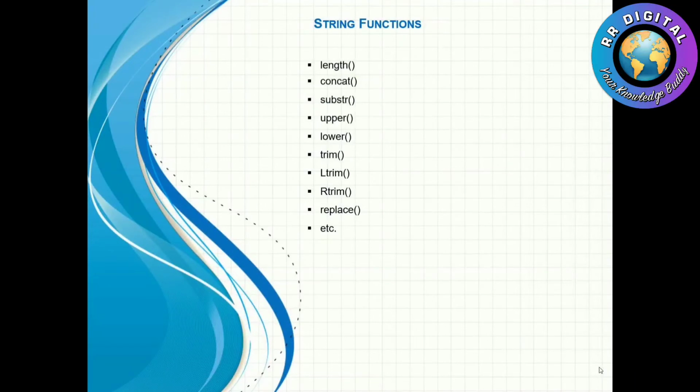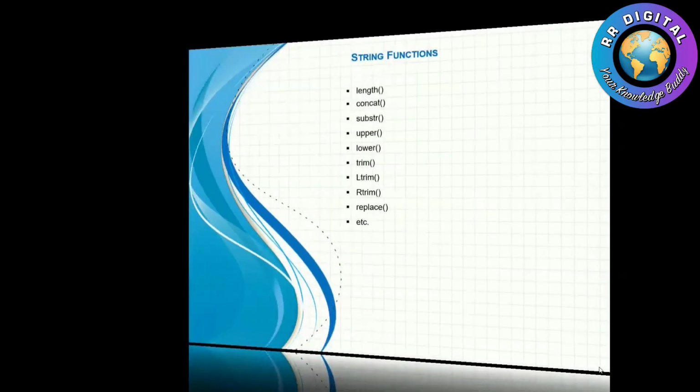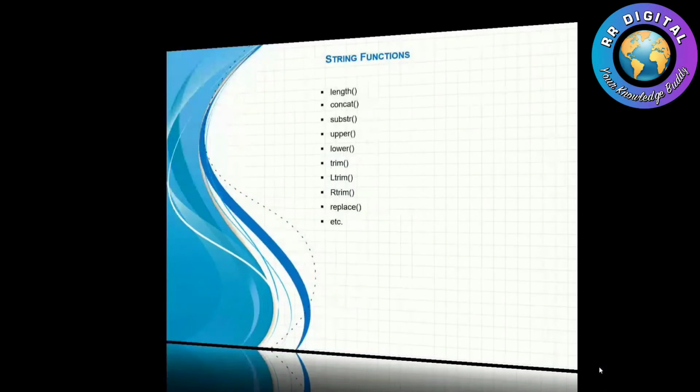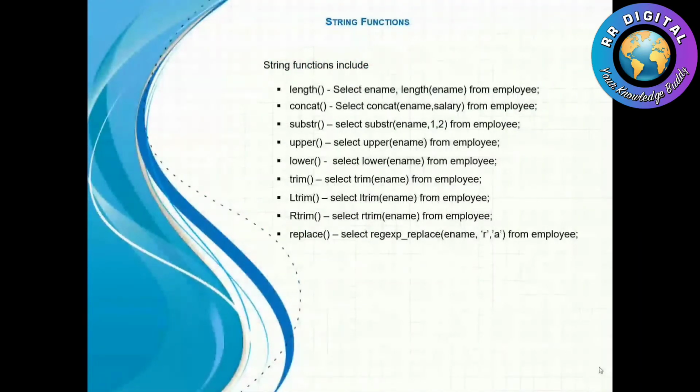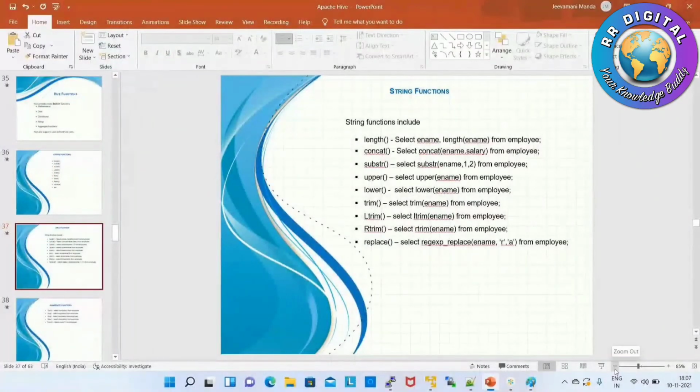And R trim means right side space after the word. And replace means, instead of one character, if you want to replace with a different character, then you can use replace. So these are the string functions generally we'll use in real-time projects. And here I have given queries also. So we'll see how to apply these string functions: length, concatenation, substring, upper, lower, all this. So first we'll try length.